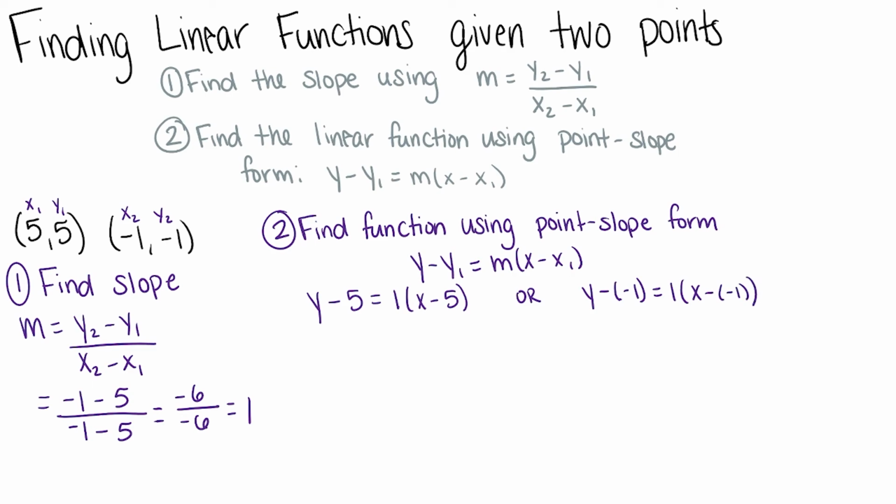Let's start with our left side. We'll distribute our 1 to our x and to our negative 5, so we get y minus 5 equals x minus 5. And when we add 5 to both sides, we get y equals x.